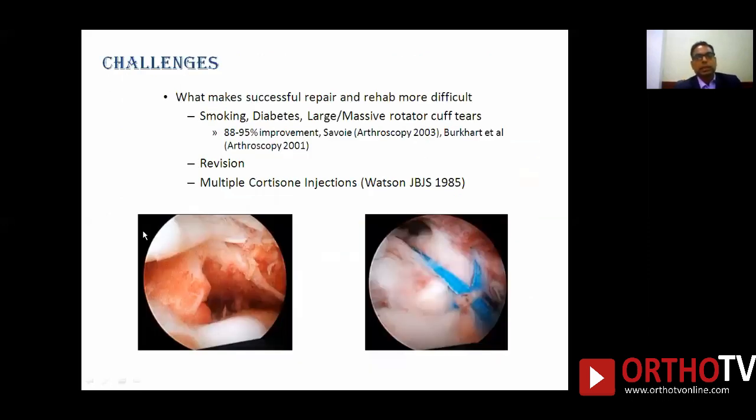So, what are the challenges after rotator cuff repair and starting the physiotherapy? These make the repair less successful and the rehab more difficult: smoking, diabetes, and large massive rotator cuff tears. As per Burkhart et al. in 2003, an 80 to 95% improvement occurs if these three things are avoided.